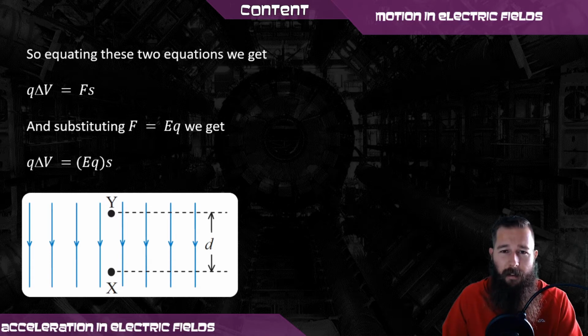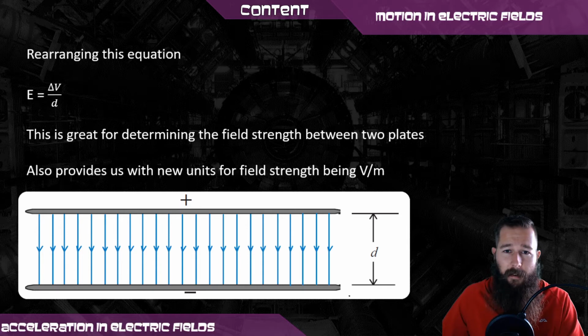So we're going to equate these two, and you can see that we're equating them here. And if we substitute electric field strength times charge being force, we result in this equation here. And we can simplify it further, finding that the electric field strength is the voltage divided by the distance that the particle moves through. So this is great for determining the electric field strength between two plates, and it also provides us with new units of electric field strength.